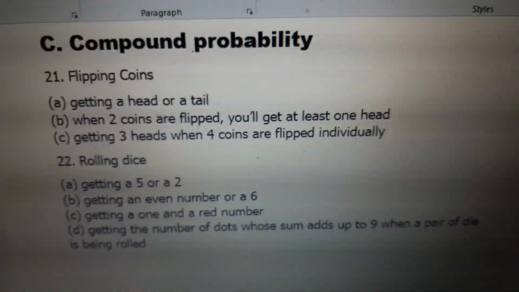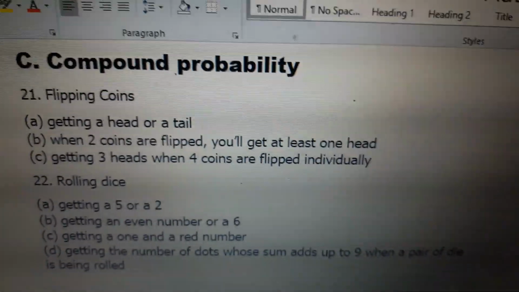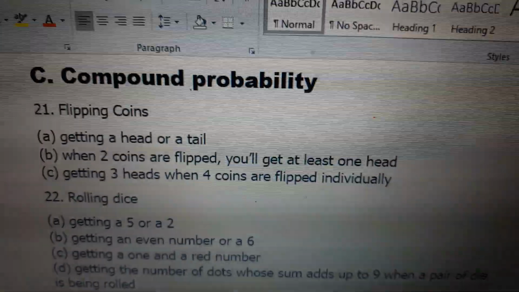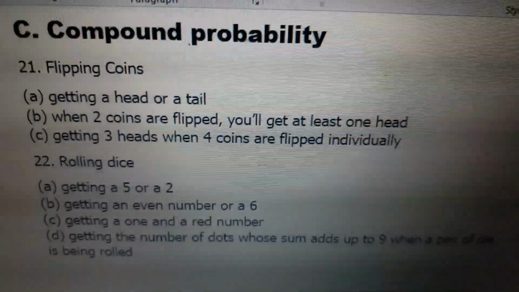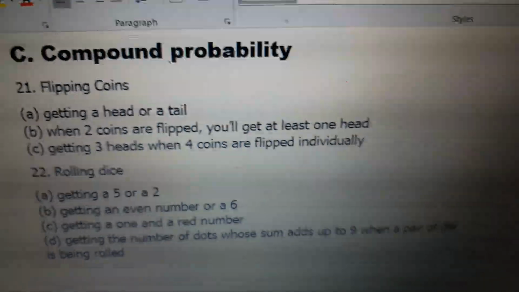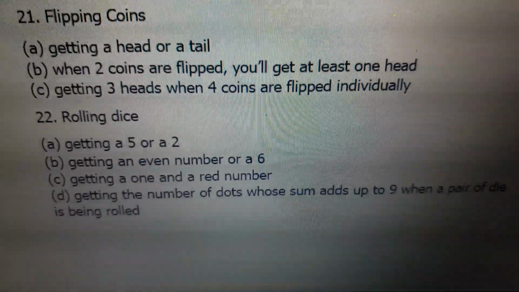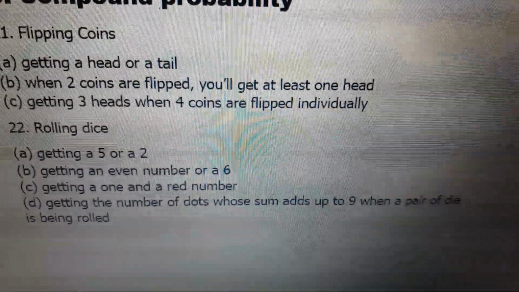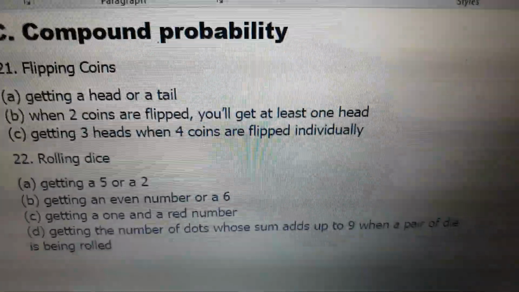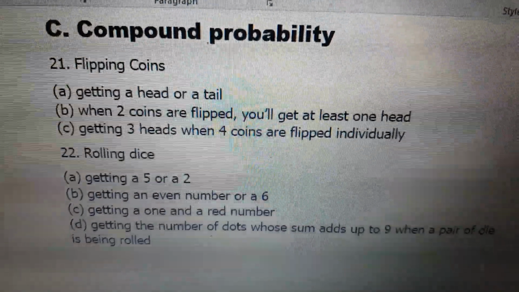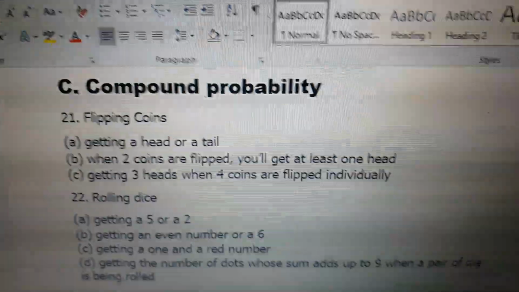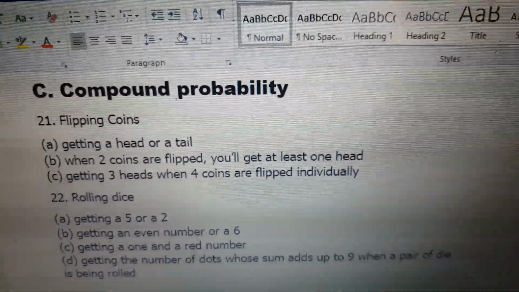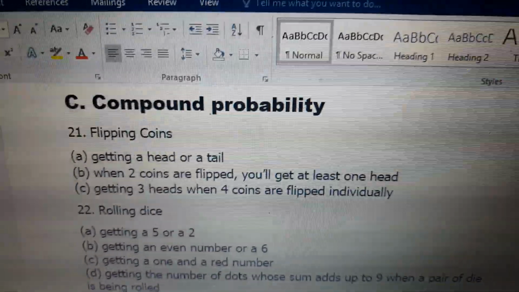Next, letter B. Find the probability that when two coins are flipped, you'll get at least one head. This one is a bit tough, because this time you're going to flip two coins. That's also another condition when compound probability is implied: when two or more things can happen at the same time. Like for instance, when you flip two coins, you'll get at least one head. When you flip the two coins, you'll get two heads, two tails, one head, or one tail. These are the possible outcomes, and we know the possible outcomes are 4.